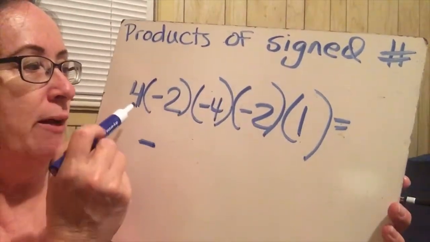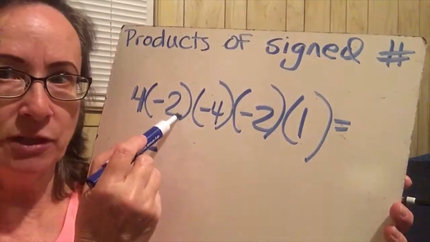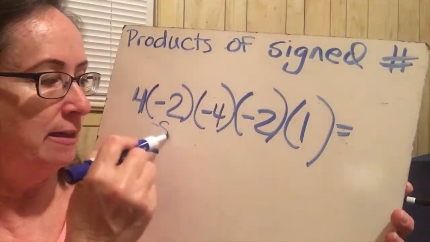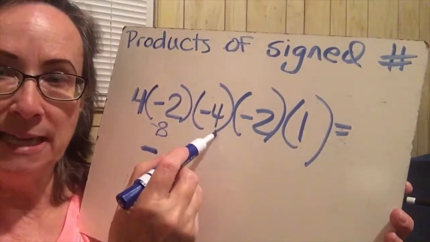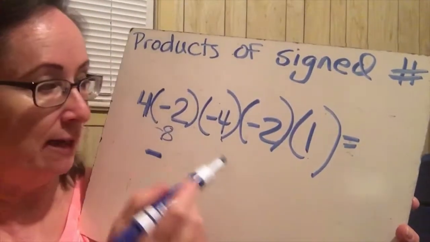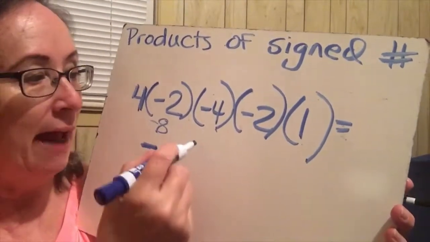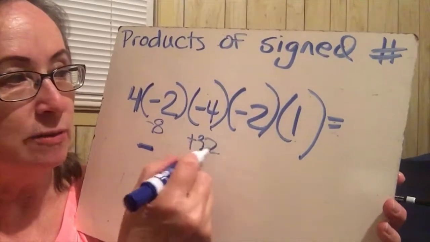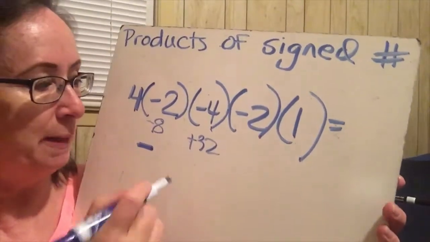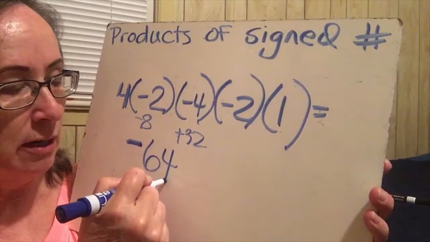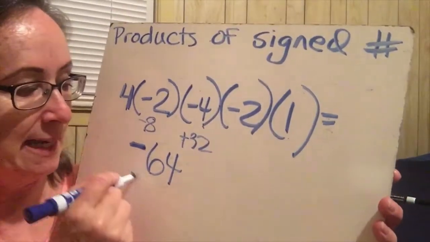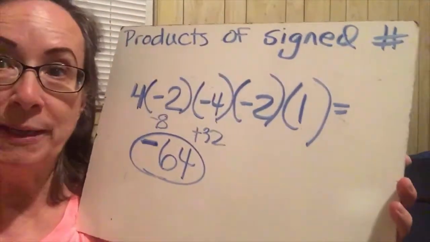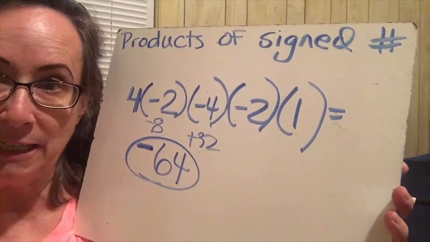Okay, so 4 times a negative 2 would be a negative 8. And then the negative 8 times a negative 4 would be a positive 32. And then the positive 32 times the negative 2 would be a negative 64. And then, of course, times the 1 stays the negative 64. So we did get a negative sign as we expected.